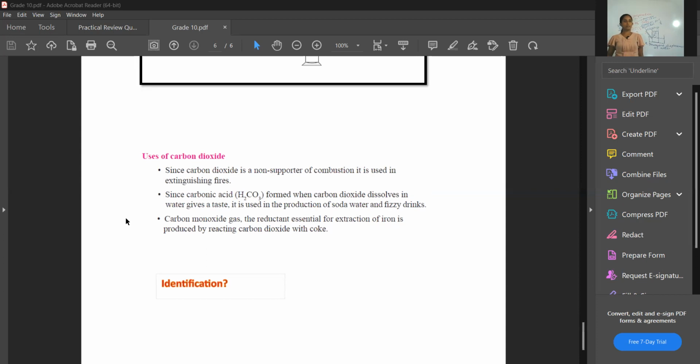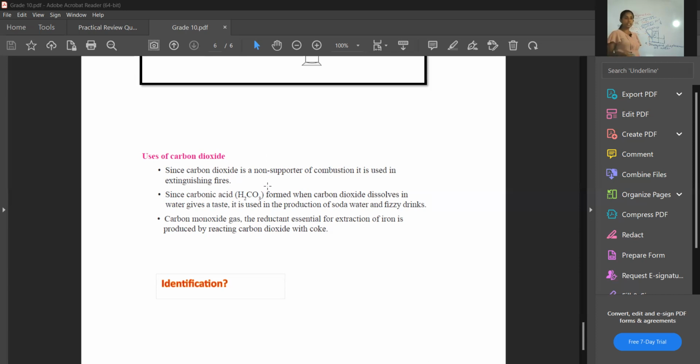And carbon monoxide gas is a reductant for the extraction of iron. It is produced by reacting carbon dioxide with coke. In the reaction between carbon dioxide and coke, it forms carbon monoxide. In the production of iron, we use these reactions. So carbon dioxide is used to form carbon monoxide in iron production. So those are the uses of carbon dioxide.